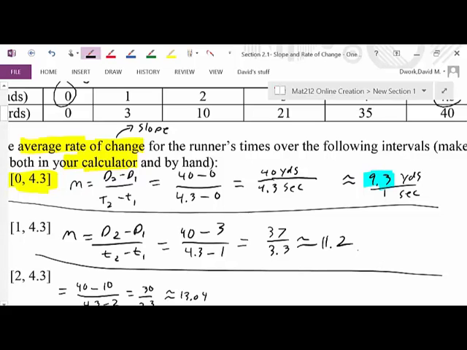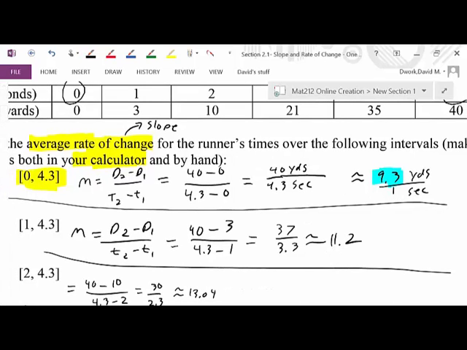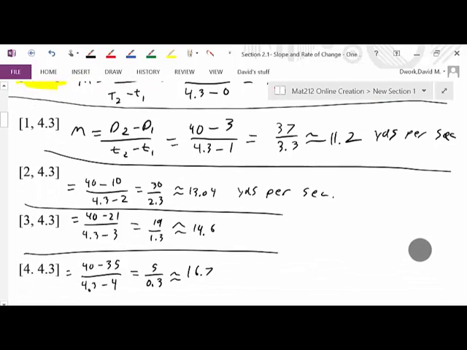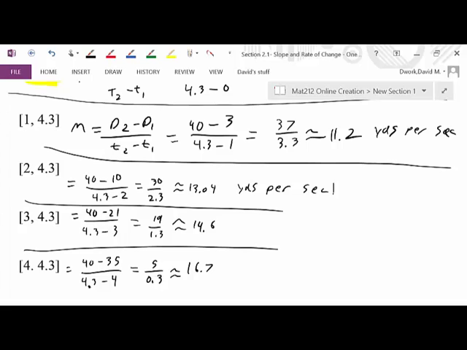So why do we now see a different number here when we change the interval from 0 to 4.3 to 1 to 4.3? What does this mean? So instead of going 9.3 yards per second on average, they ran 11.2 yards per second. And then here we ran 13.04 yards per second. So I think you're noticing the trend. So go back and look at the other numbers and see what you notice.